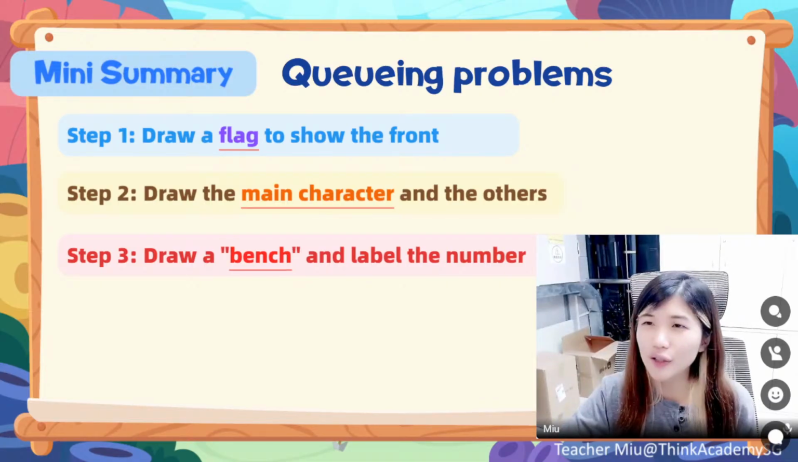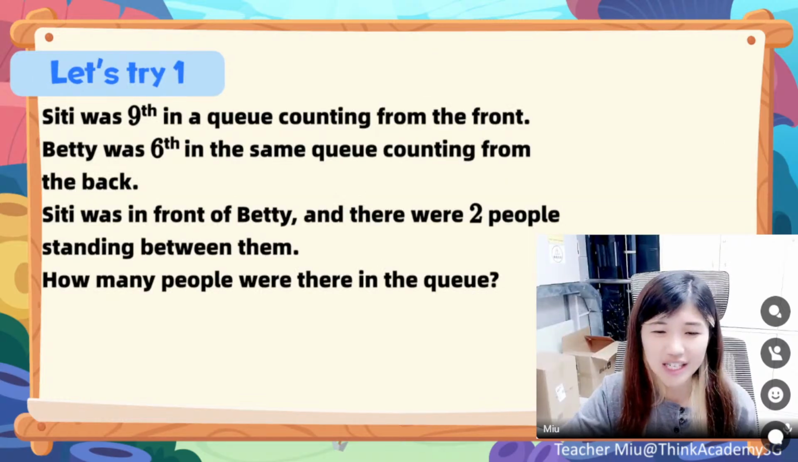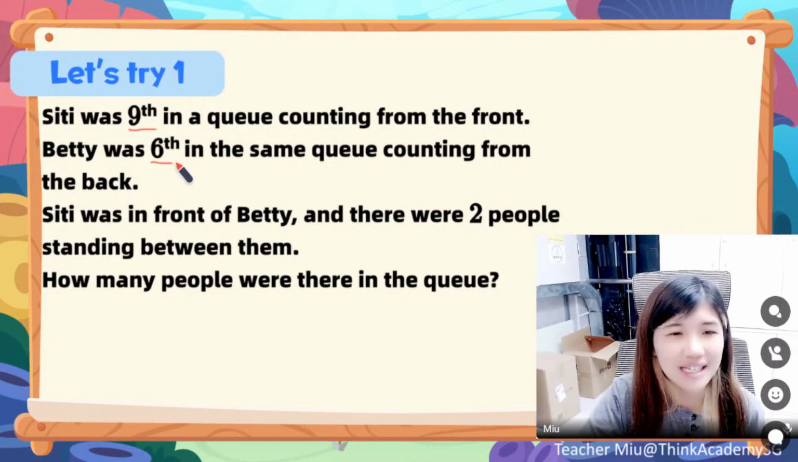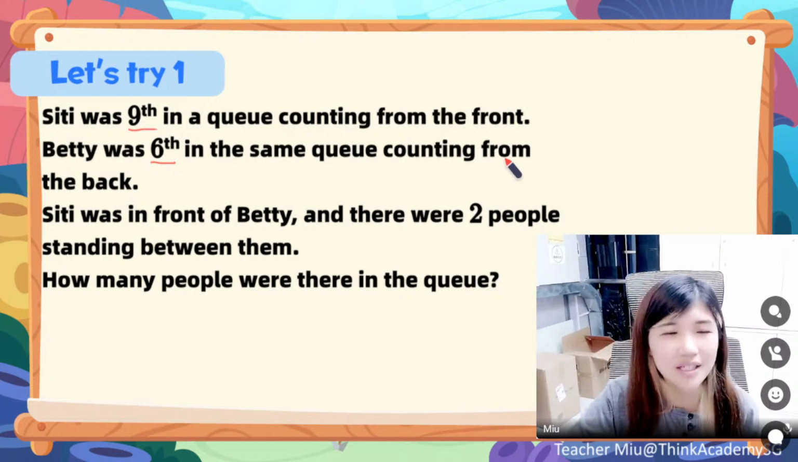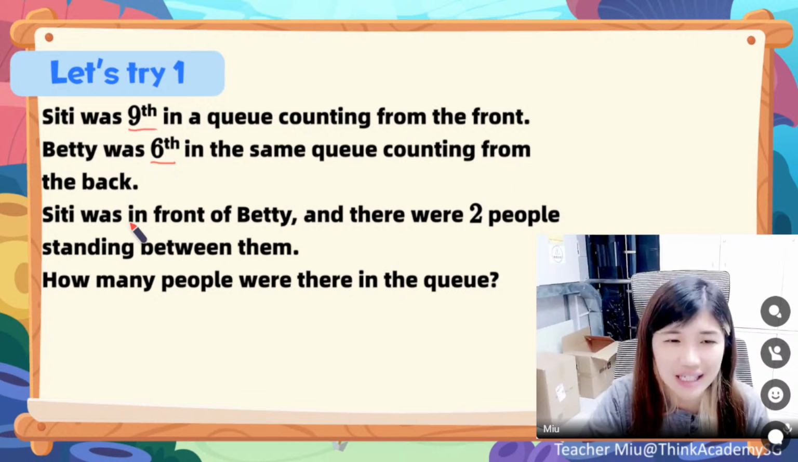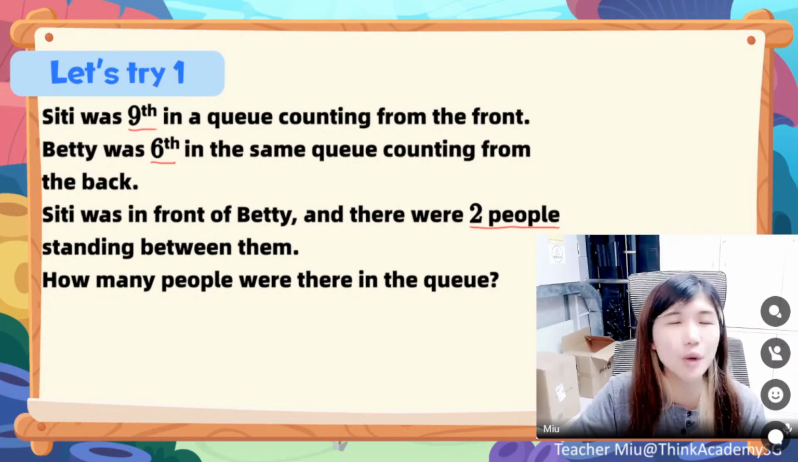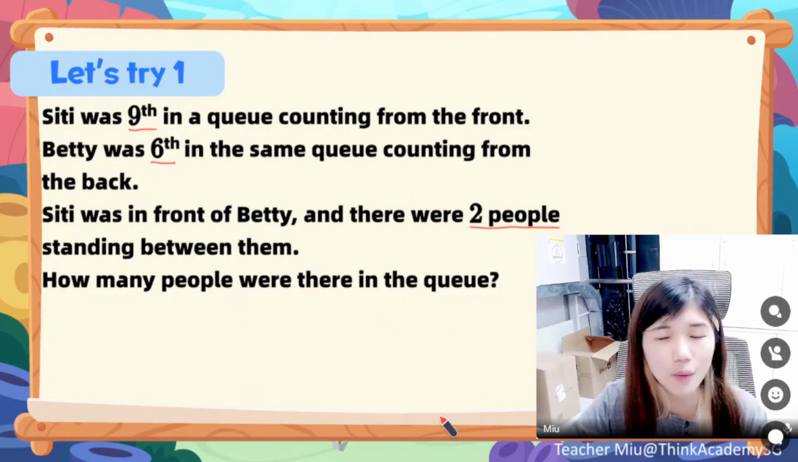If so, let's try one, which is about City. It says City was the 9th in the queue, counting from the front, and Betty was the 6th in the same queue, counting from the back. Now City was in front of Betty, and there were 2 people standing between them. How many people were there in the queue?